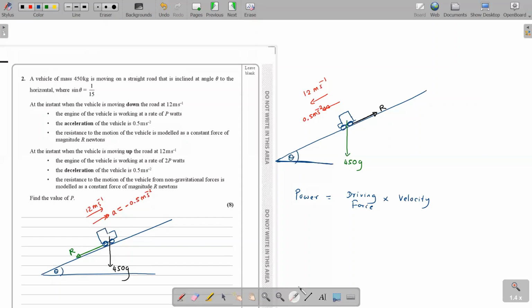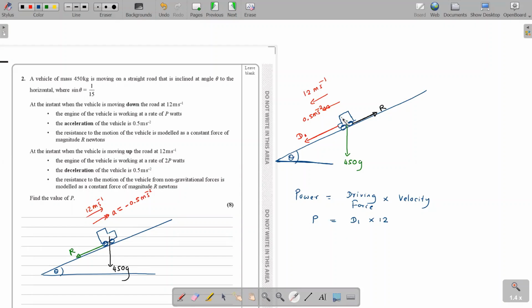Because if the vehicle is moving in a certain direction, it's because the engine produces a driving force in that particular direction. So here we have the driving force in this direction. Make sure you mark it. The driving force is acting downwards. I said D1 because we have two cases here. The power is P, the driving force is D1, and the velocity is 12. If I want to find the value of P, I'll need to find the value of D1.